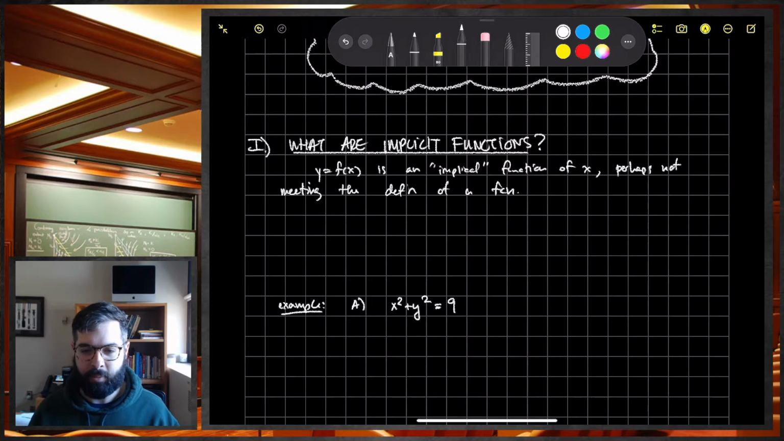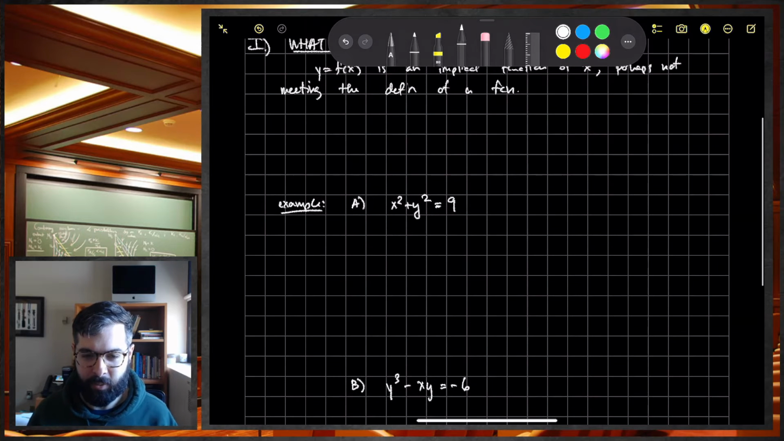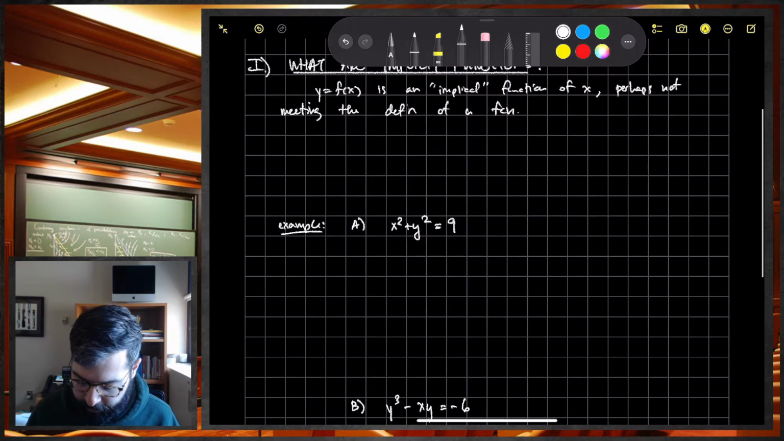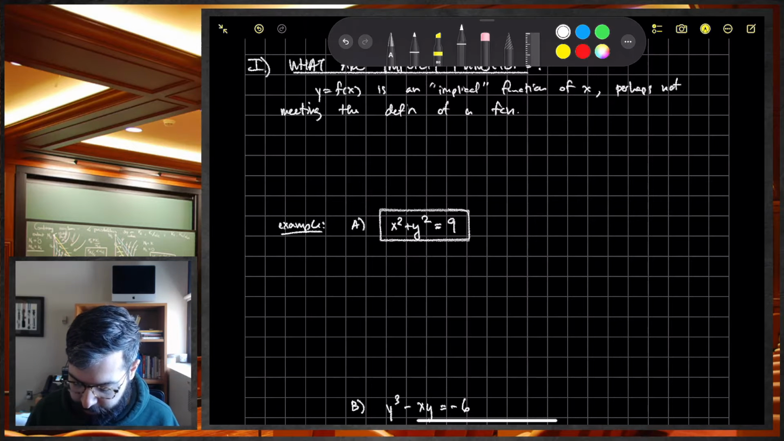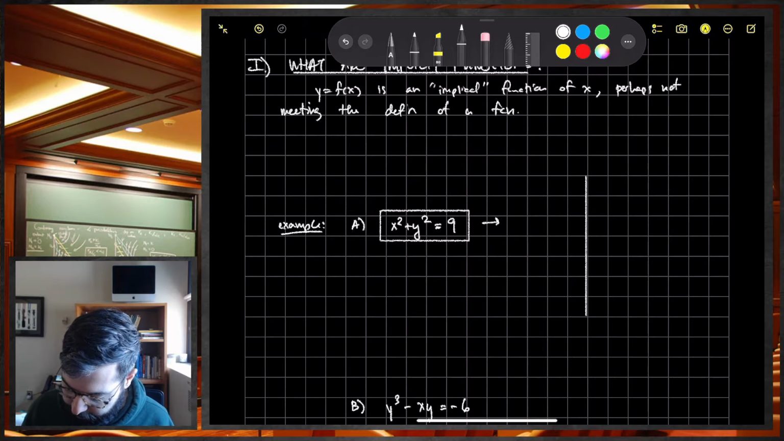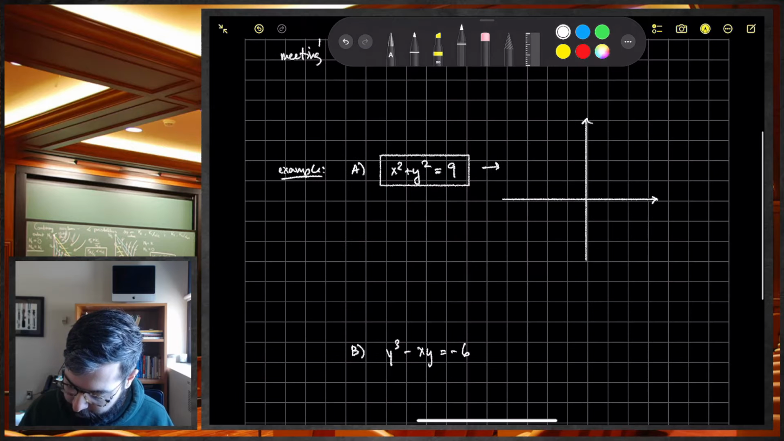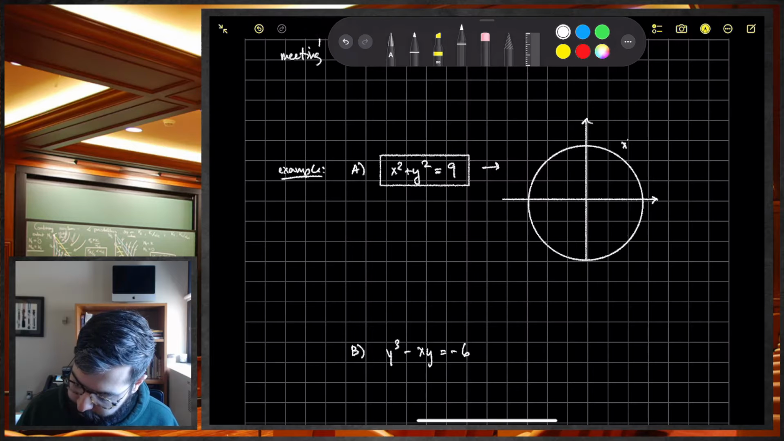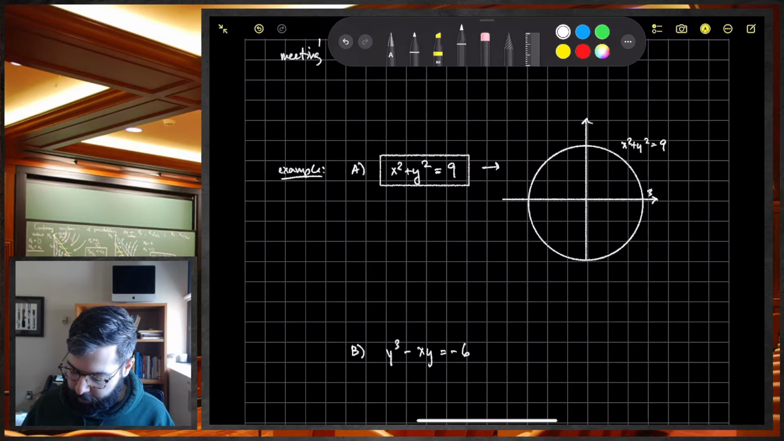So one example of where that breaks down, where we say, well, this is definitely a function, represented out here in the 2 space, is x squared plus y squared equals 9. What does this look like? Well, this is really a circle of radius 3, right? If we remember from back in the day, something like this. It's got a radius of 3.